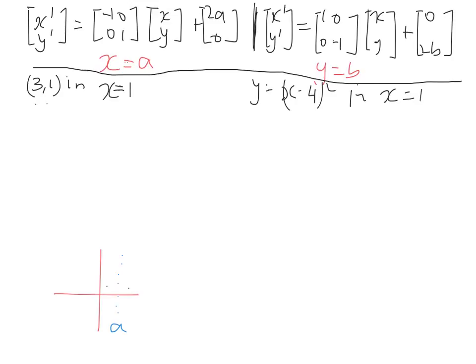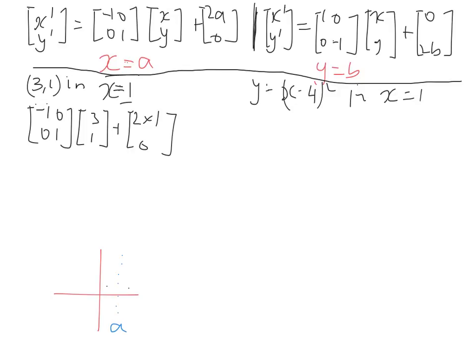So to apply this, if we're reflecting in the line x equals a, we take our points. The first thing we do is put in our matrix: -1, 0, 0, 1. And then our coordinates in the form of a 2 by 1, 3 and 1. Then we're going to say plus 2a, and in this case a equals 1, so it's 2 times 1, which ends up being 2 and 0 there.